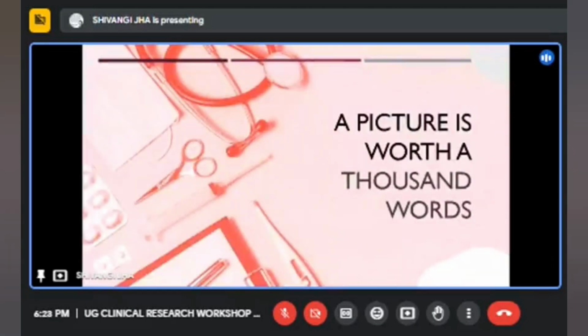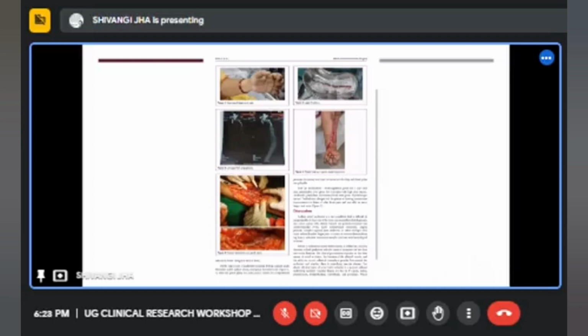So a picture is worth 1,000 words. Let me justify this. Look at this. I have kept around 5 images here, starting from the clinical image to the pre-op and the post-op images. And in order to make this more effective, you're supposed to put labels over the images.